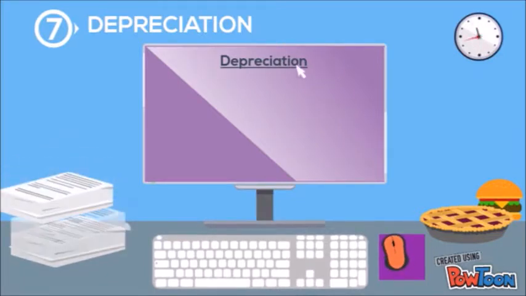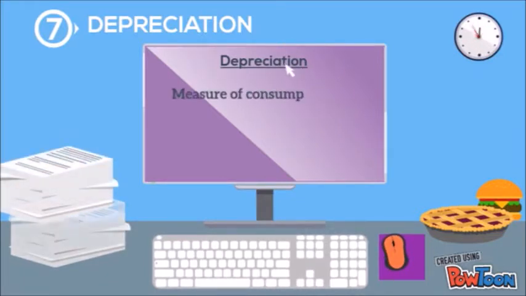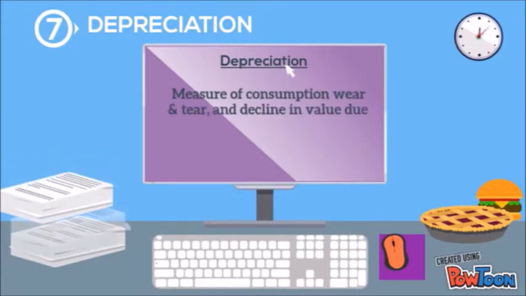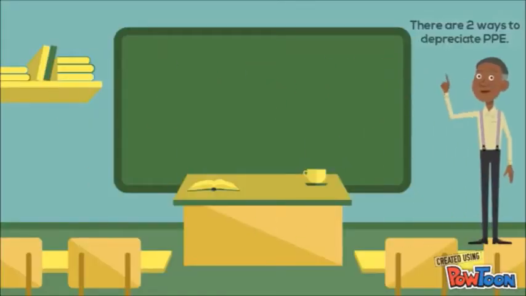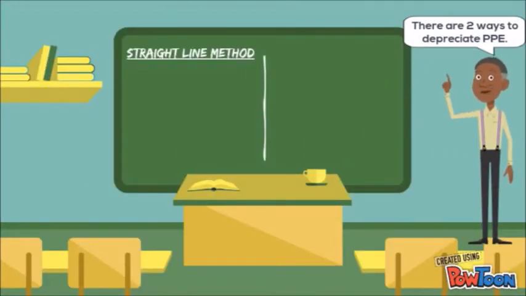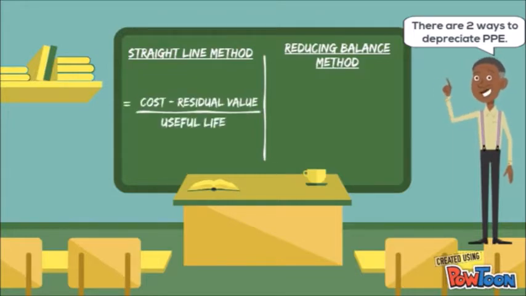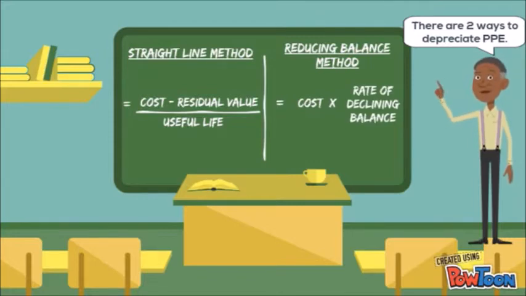Depreciation is the measure of consumption, wear and tear and decline in value due to technological obsolescence as the PPE is used up in the operations. There are two ways of depreciation. The first one is straight-line method, where cost less residual value over its useful life. Next one is reducing balance method, where the cost will be multiplied with the rate of declining balance.